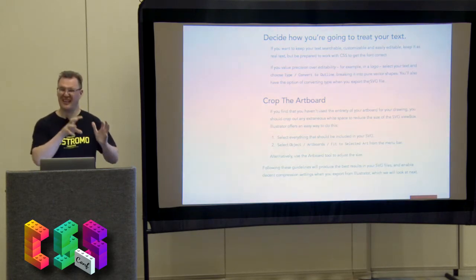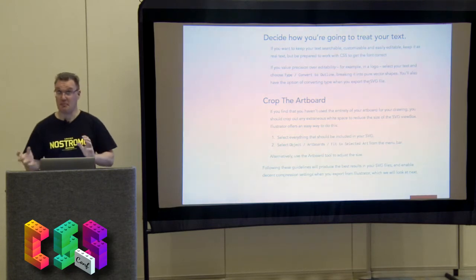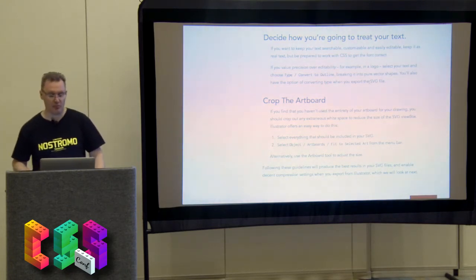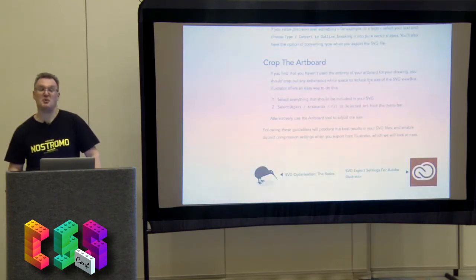Or you want it exactly that way, but you don't want it ultimately readable by anything, but you want it manipulable, so you can move points around. Then absolutely break it and convert it into outlines. Finally, crop the artboard. No point in having areas that you don't need, and export to SVG.